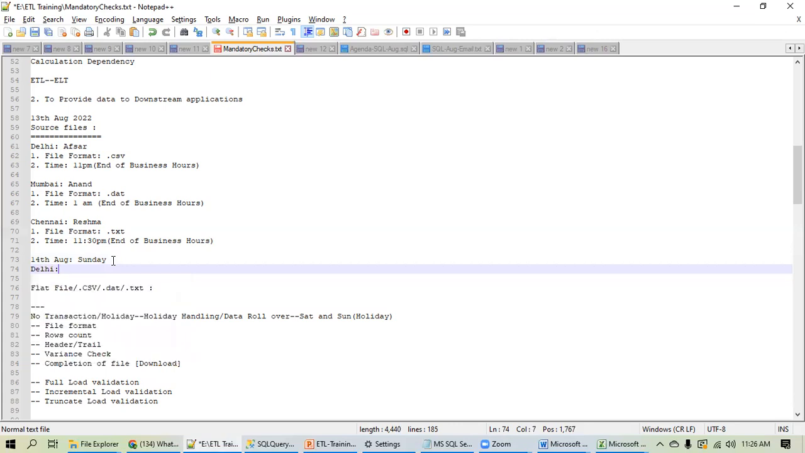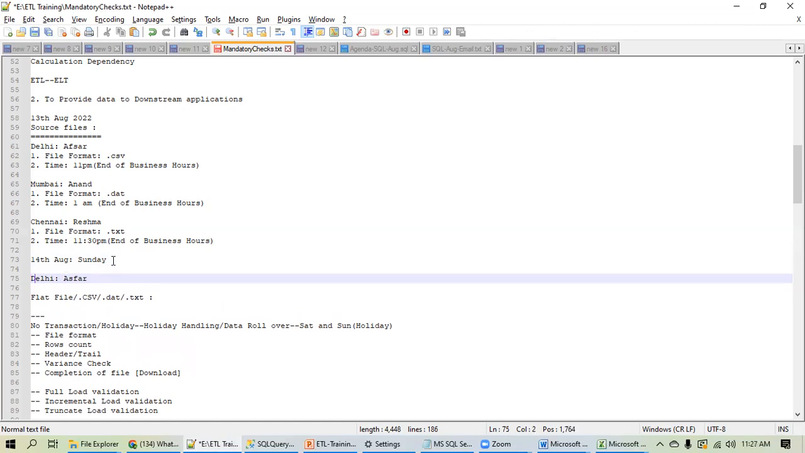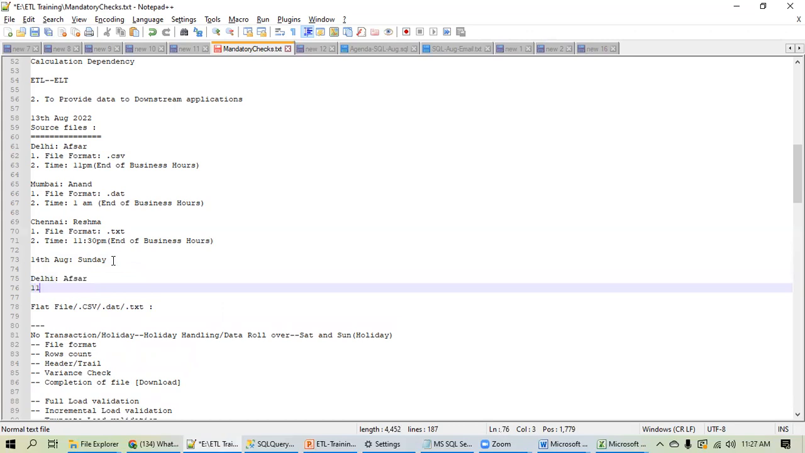Delhi, Officer. Okay, first scenario, restaurant one, Delhi, Officer is there. So I go to Officer. 11 p.m. Not 11. 11:10 p.m. Officer has sent data.